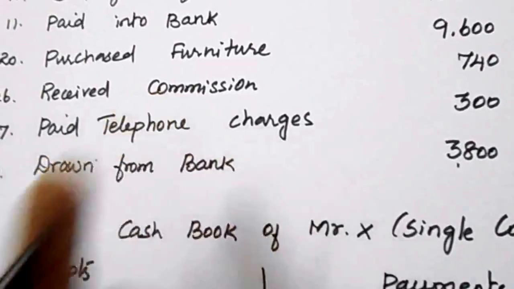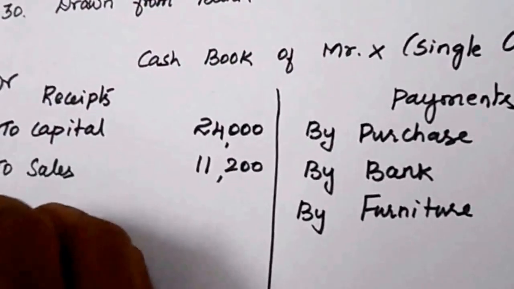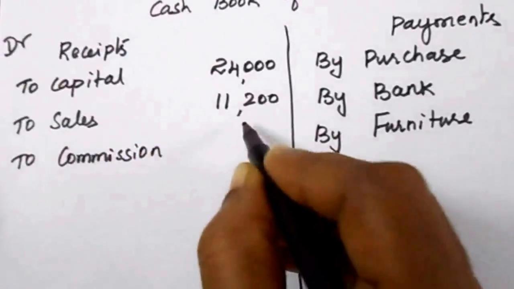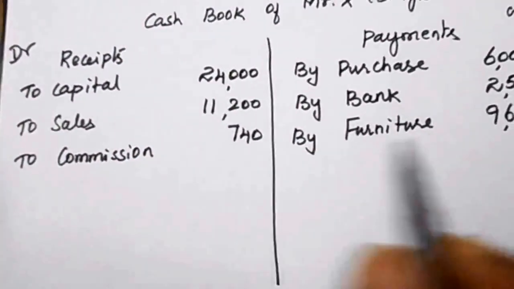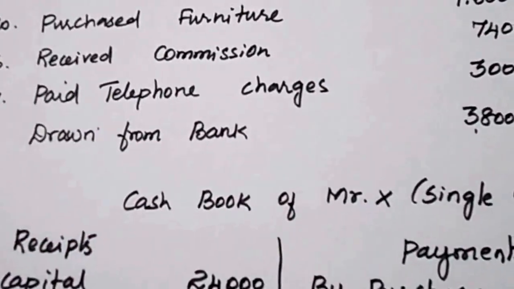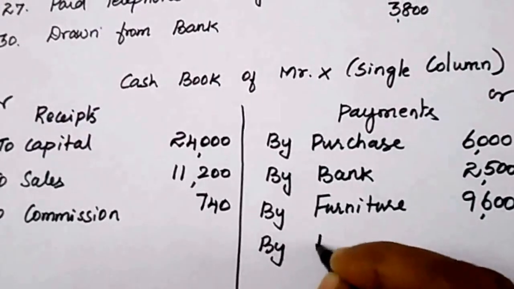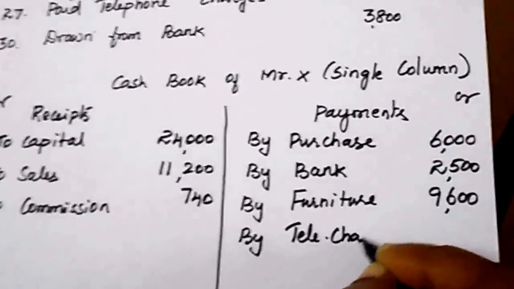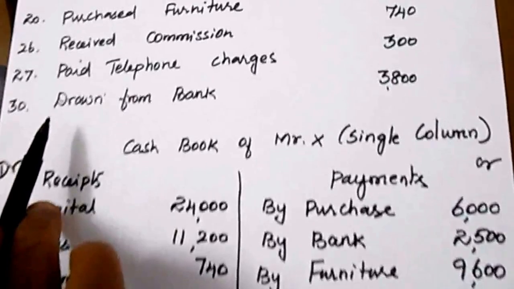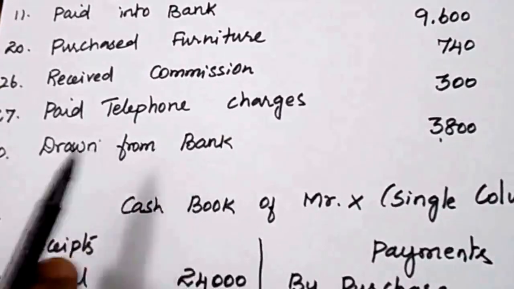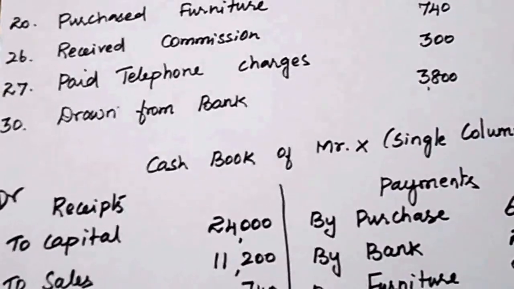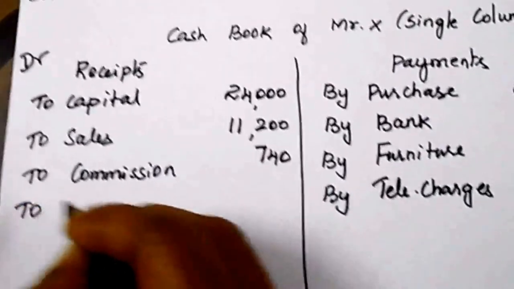Next, received commission. Received commission is an income. It is a receipt. So enter on the debit side, to commission. Next, paid telephone charges. It is an expense. So payment side, by telephone charges. Next, drawn from bank. That is withdrawing an amount from bank. It is an inflow of cash, that is a receipt. To bank.